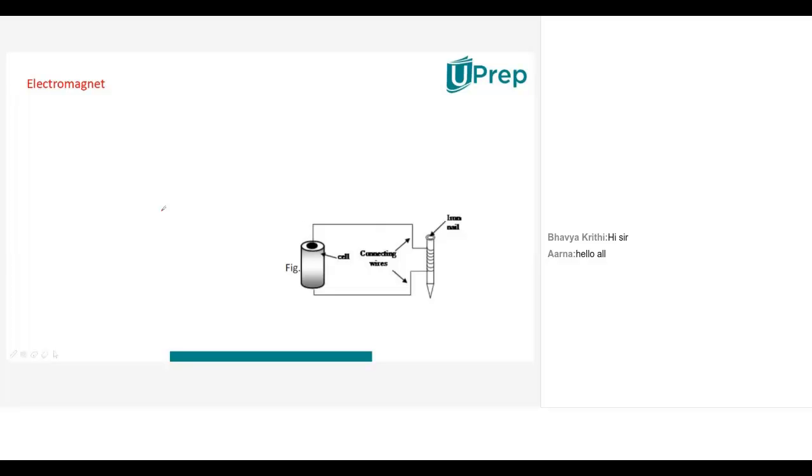And when magnetic properties are created in that iron nail, if you keep any iron rod or any other magnetic material like nickel, cobalt close to that iron nail, what happens? That iron nail will attract them. Why will it attract them? Because the iron nail will act like a magnet due to the presence of what? Electricity. And suppose that electric cell is removed from that circuit, then what happens?